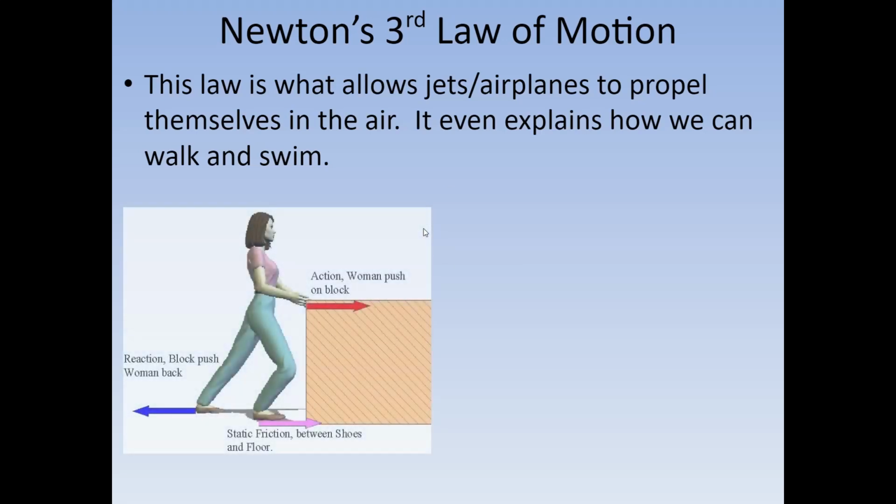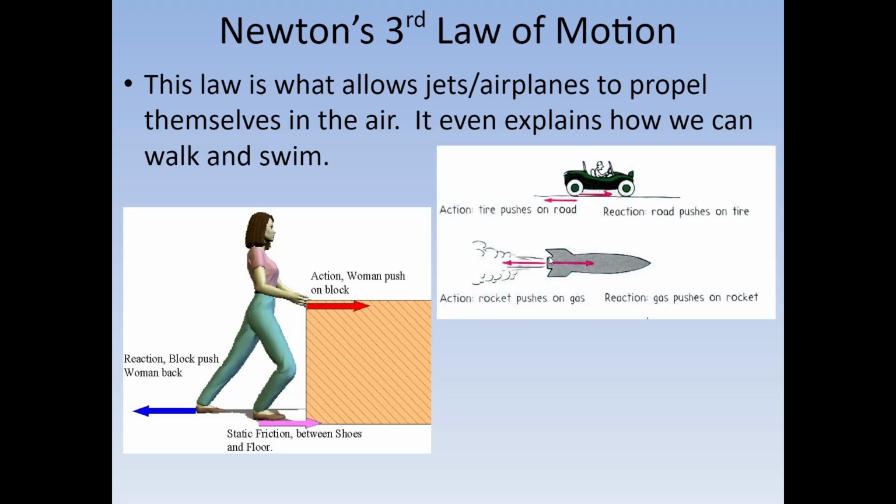For example, it explains how we walk. The way we walk is by pushing on the ground. We push the ground backwards, and in reaction, the ground pushes us forwards. If we drive in a car, the same thing happens with the tires. The tires literally grip the pavement and push the pavement back. The pavement then pushes the car forward. So our action is the tire pushes on the road, and the reaction is the road pushes on the tire. Same thing for rockets. Rockets expel gas out in one direction to propel the rocket forward.